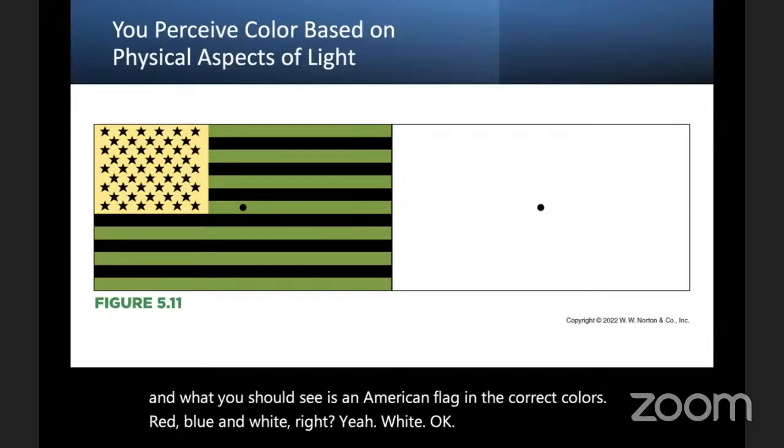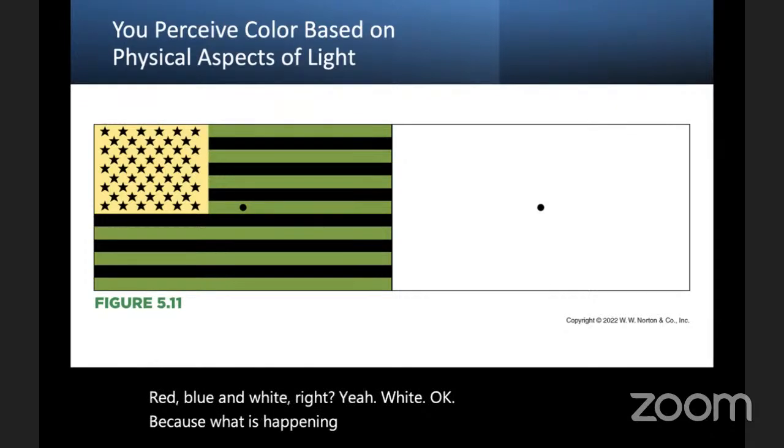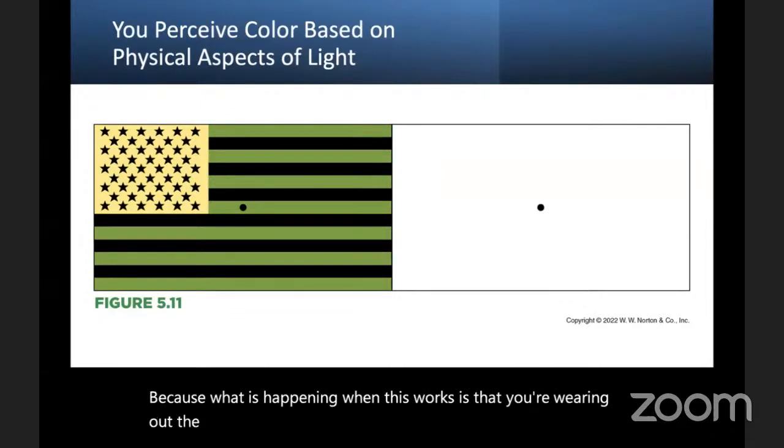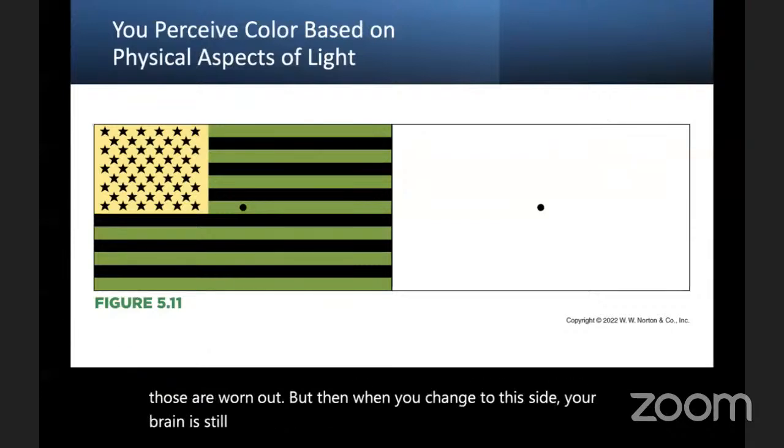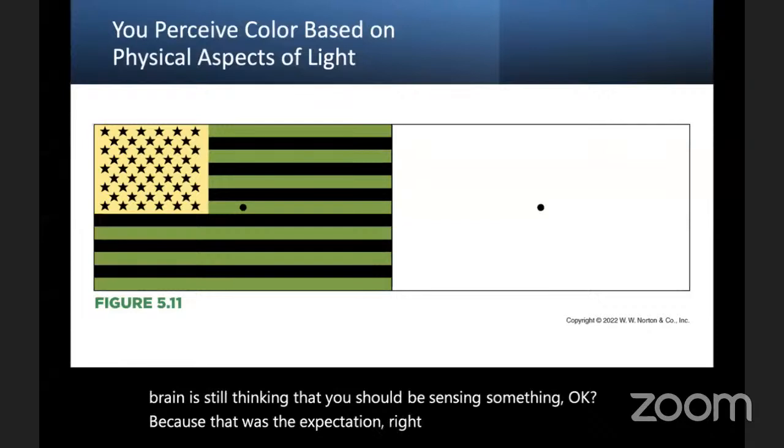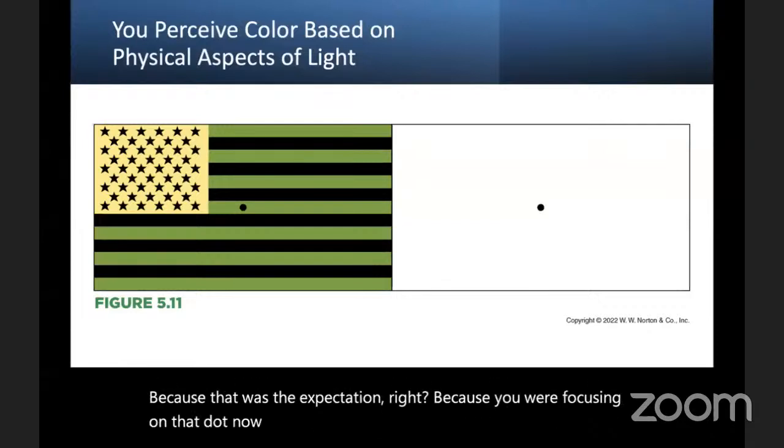Because what is happening when this works is that you're wearing out the sensory cells for green, this yellow color, and black, okay? And those are worn out. But then when you change to this side, your brain is still thinking that you should be sensing something, okay? Because that was the expectation, right? Because you were focusing on that dot, now you're focusing on that dot.